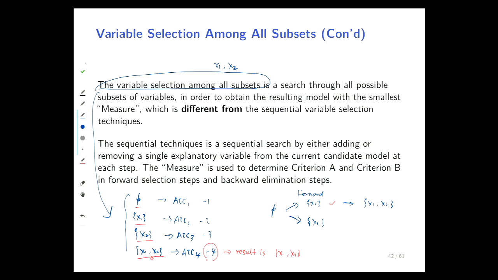And then we are going to use criterion A and also criterion B. We always need to use criterion A and also criterion B to determine the final result. So that's the typical path for the forward. So compared to the variable selection among subsets, it's totally different.